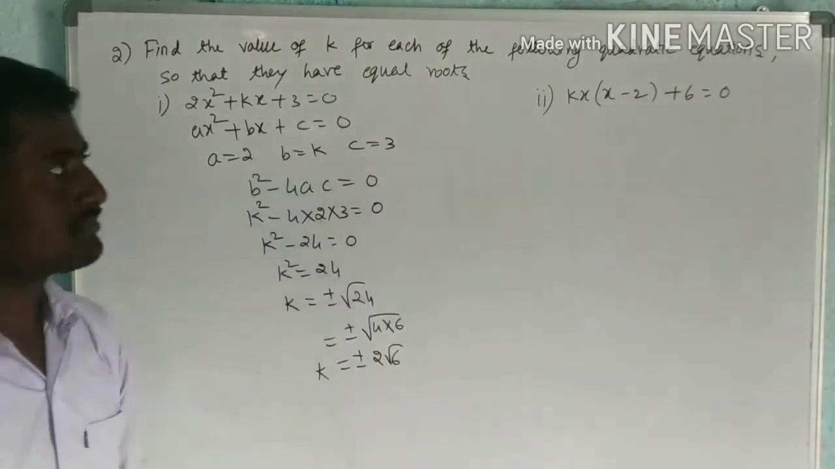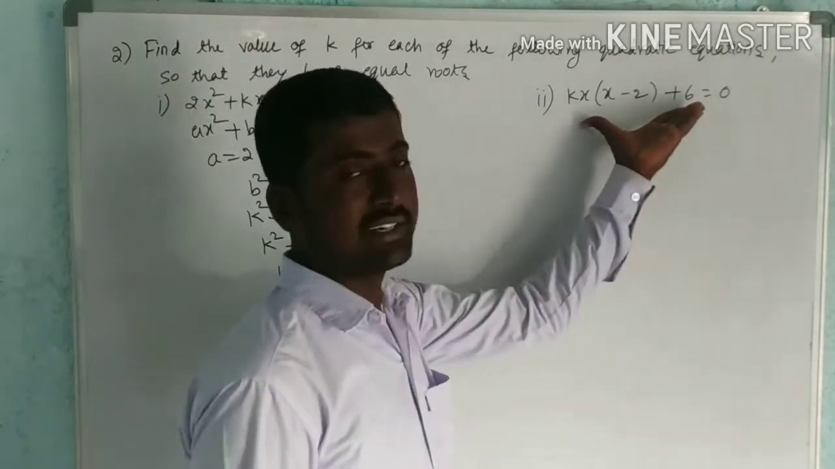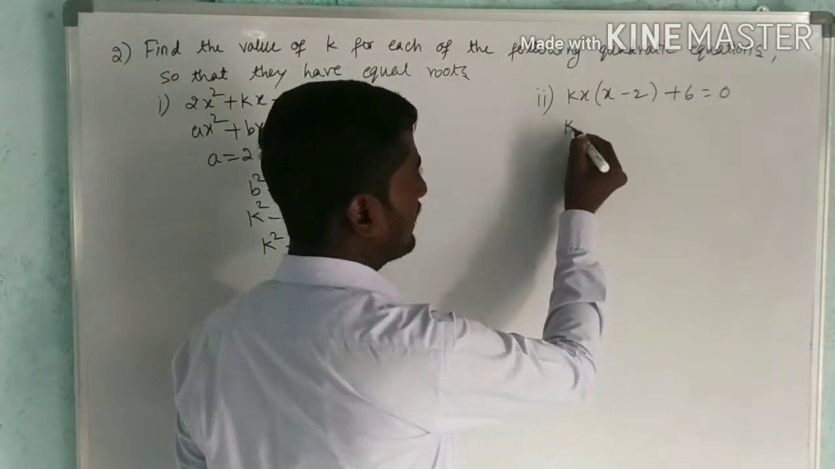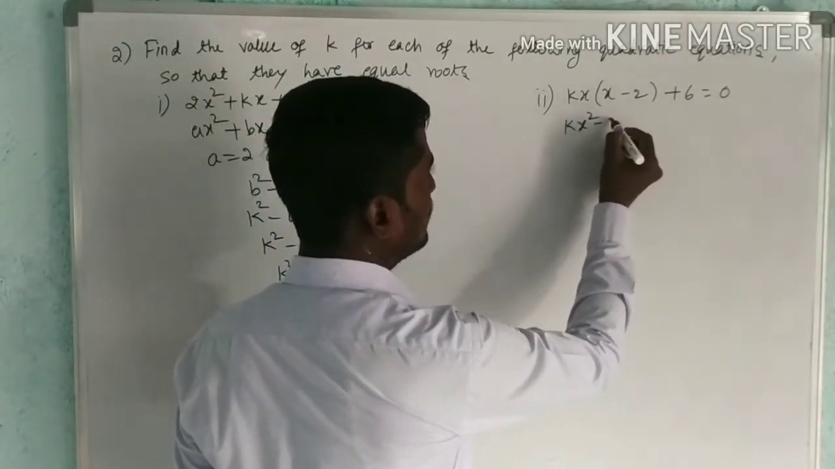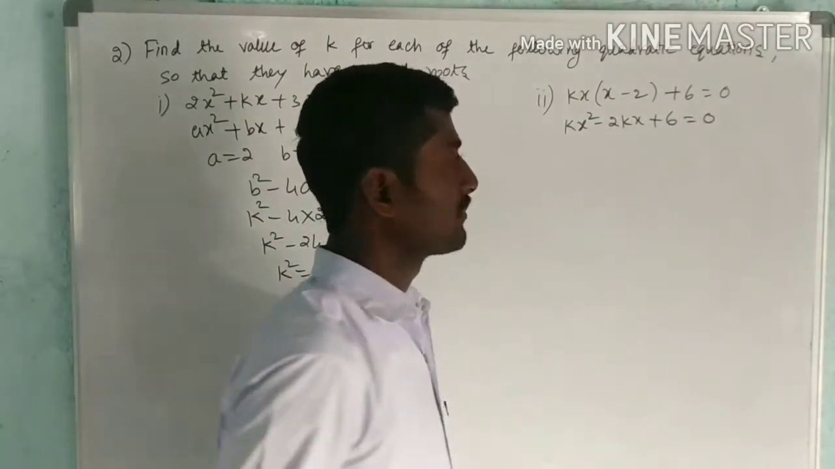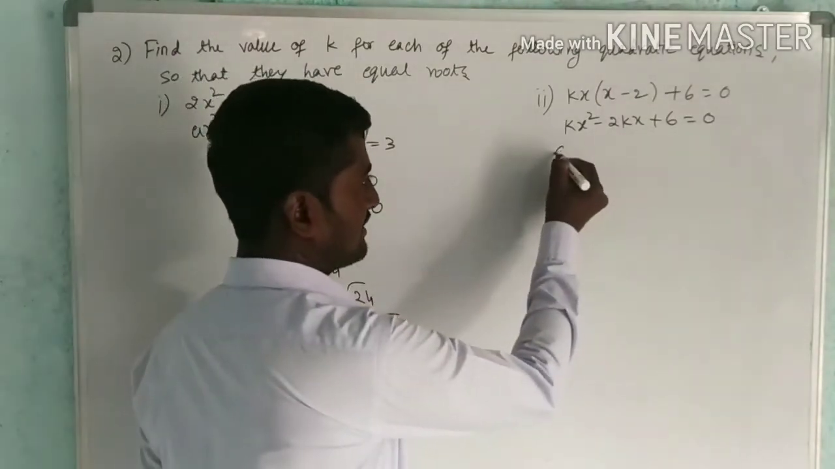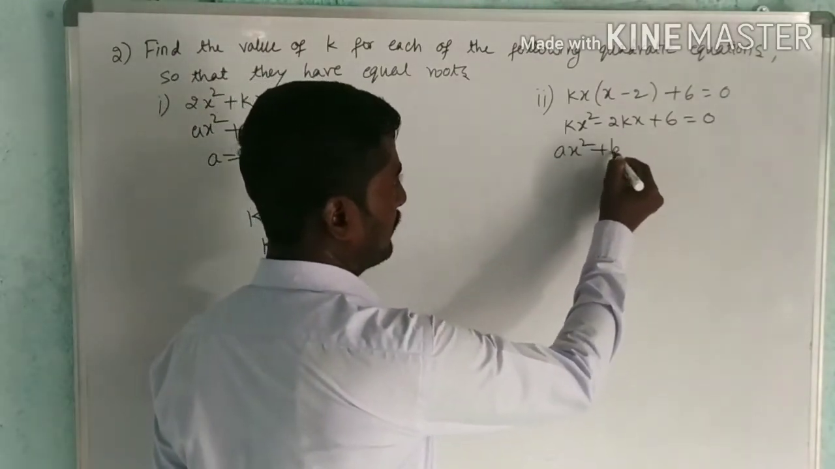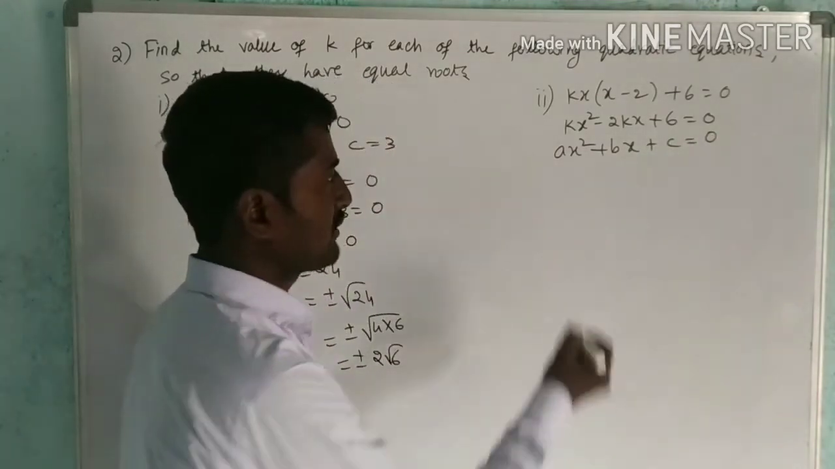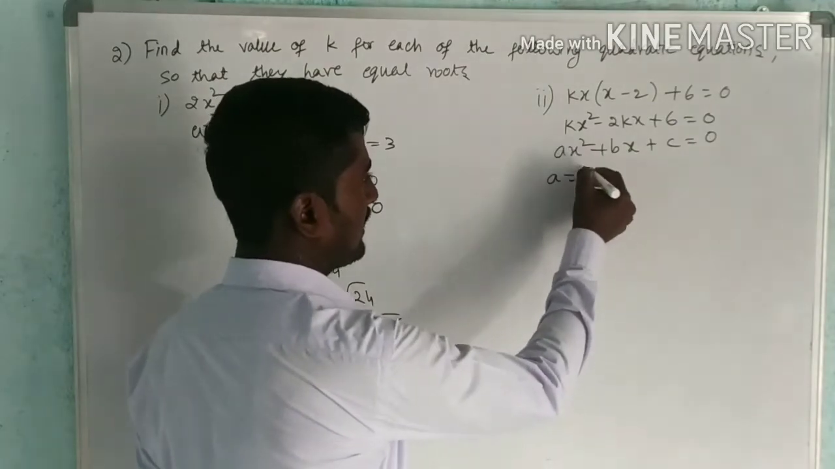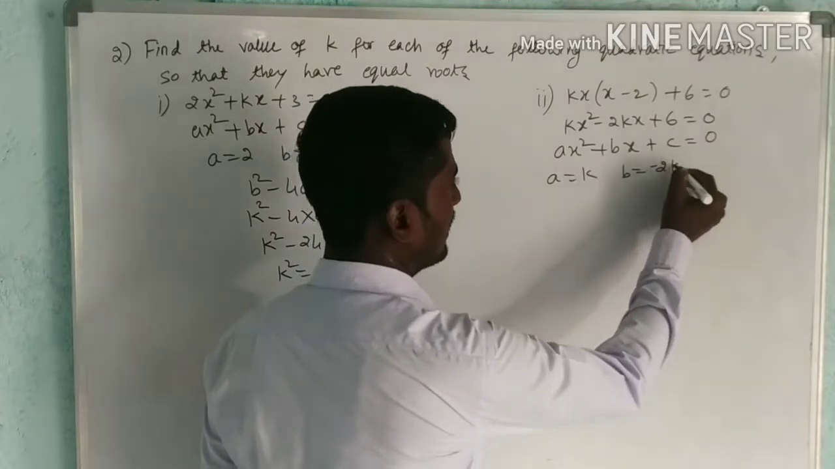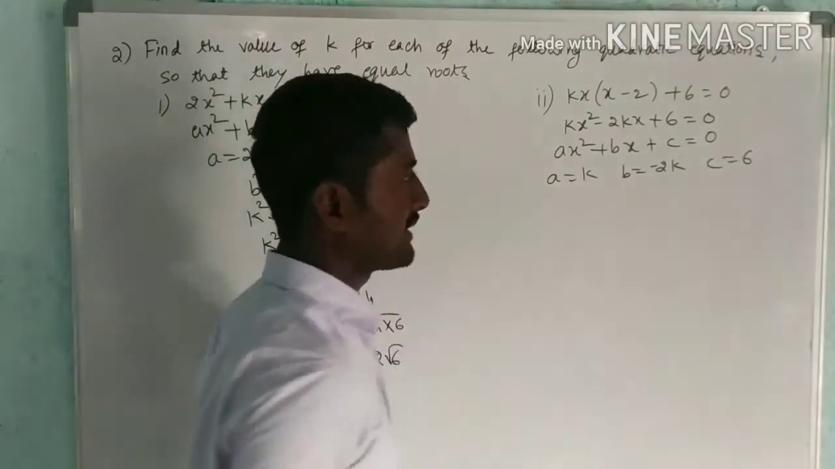Now I will come here. Now this is not in standard form. I have to convert it into standard form first. So I will multiply, kx square minus 2kx plus 6 is equal to 0. Now I will write the standard form ax square plus bx plus c is equal to 0. Let us write the coefficients. Here a value is k, b value is minus 2k and c is equal to 6.